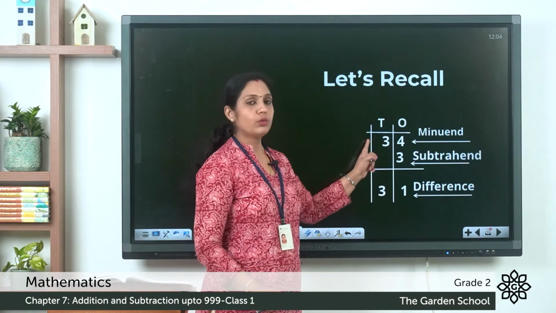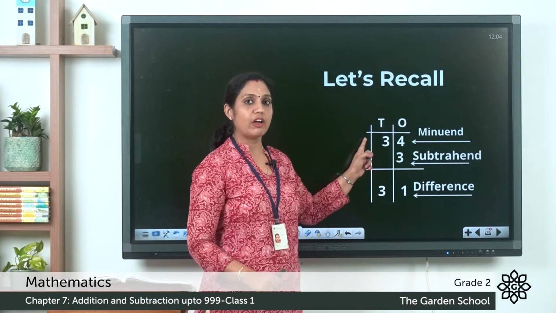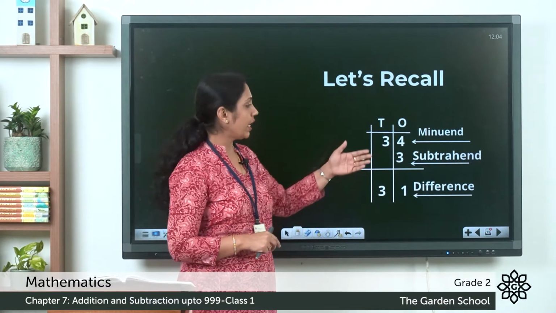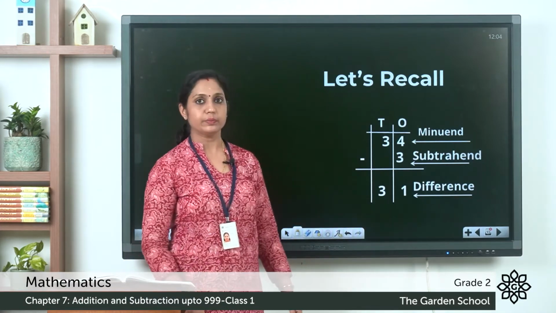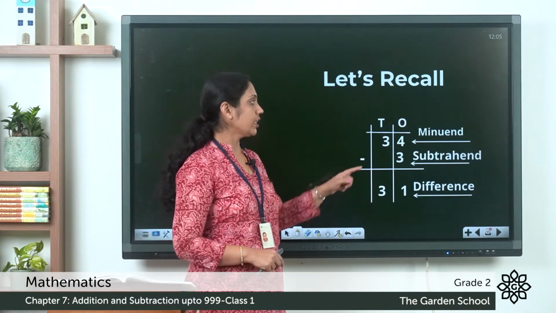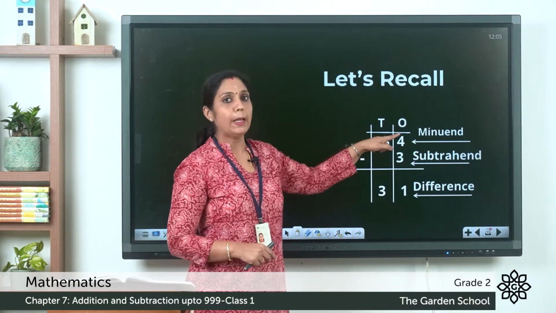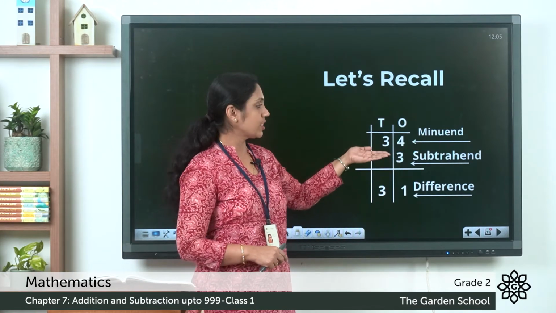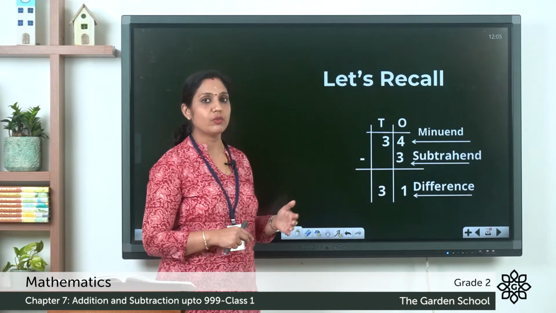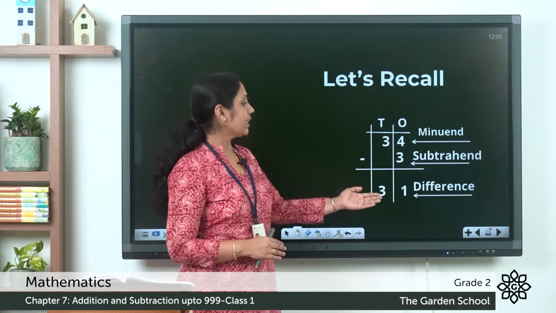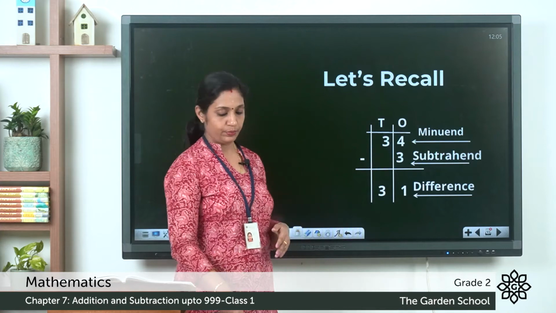That 1 you can write here in the ones place, and you can move to the tens place. In the tens place, we have only one number, 3. So you can write it along with the answer and we get the answer 31. In subtraction, the first number is the minuend, the number which is subtracted is called the subtrahend, and the answer that we get after subtracting is the difference.